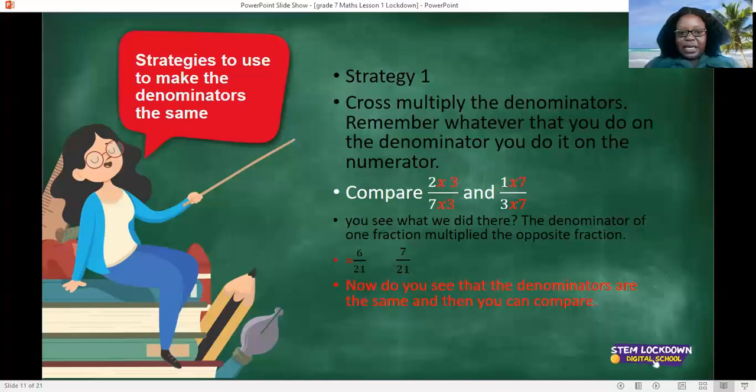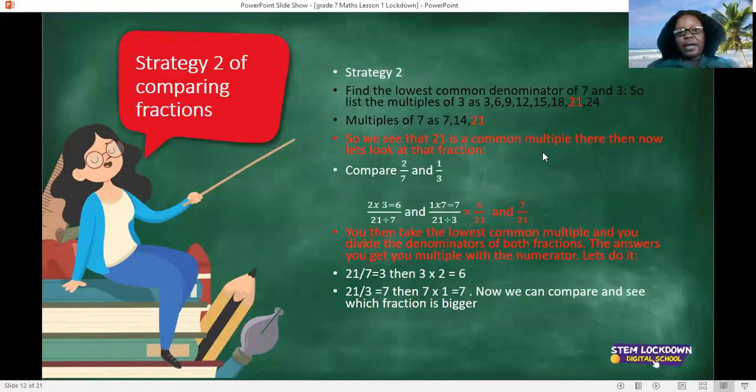So we see here, the denominator is 21 and 21. So we managed to make the denominators the same. Can we then now compare? Yes, we can. Why? Because the denominators are the same. Now, which one is bigger? So 2/7 becomes 6/21, and then 1/3 becomes 7/21, and then obviously the bigger one is 7/21. That is strategy number 1.